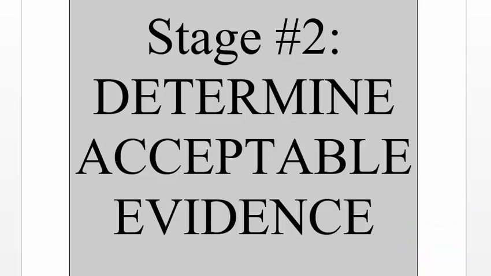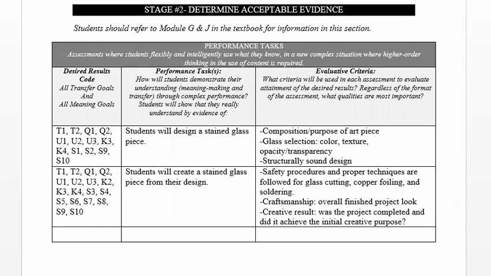In this part of the template, we need to identify the performance tasks that our students need to accomplish. These tasks will show that they really understand. What evidence do we need to know that the students have understood? So those are the performance tasks. What do they need to accomplish to show us this?